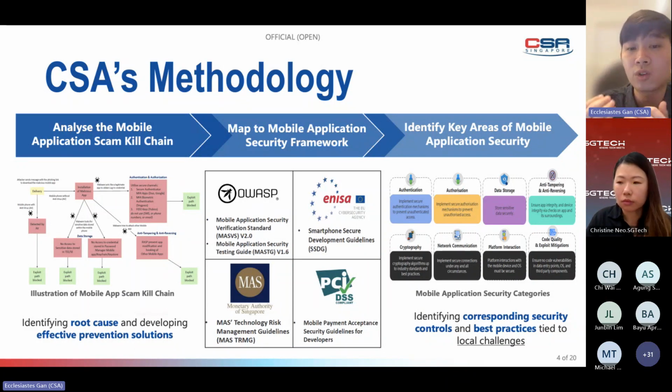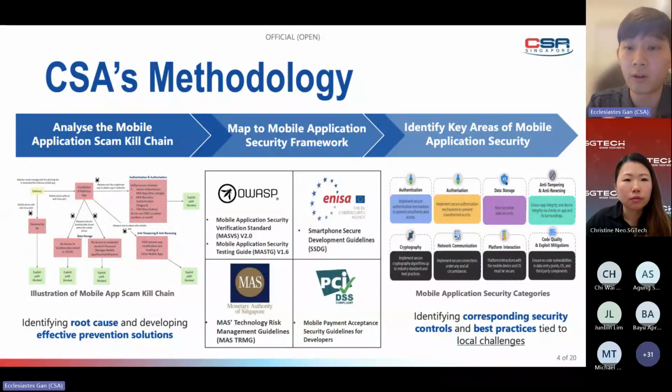So for example, we also compared to ENISA and their smartphone secure development guidelines. And then we also compared to our local heroes like our MAS TRMG. And then we also compared to the PCI DSS, which is more focused on credit card transactions. From there, we said, okay, now that we've done all this mapping, we want to identify some key areas of mobile application security.